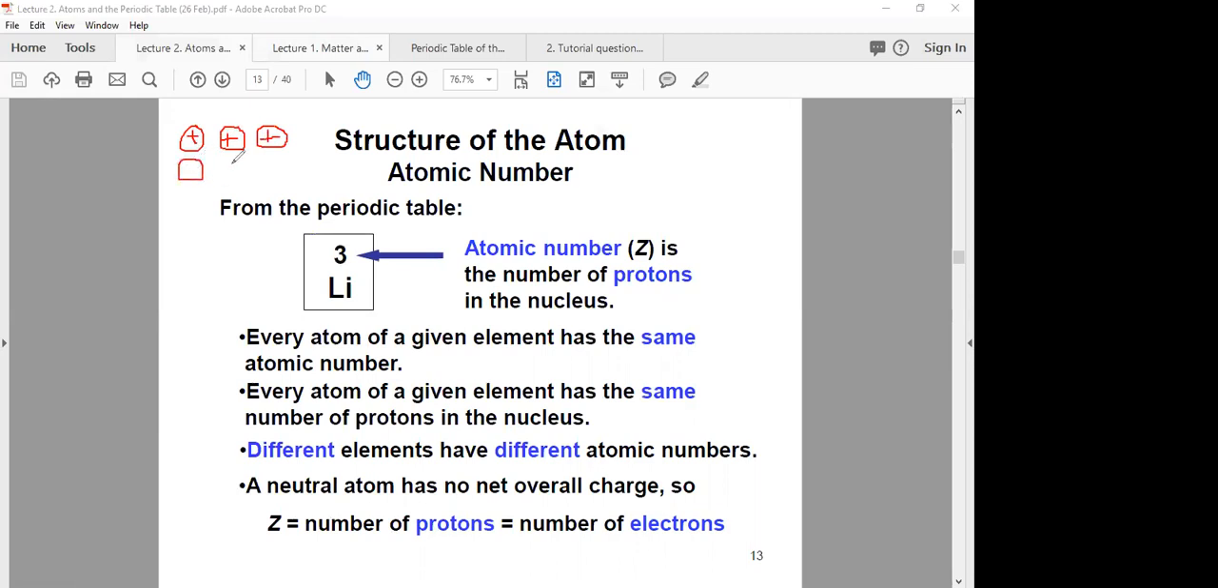And now let's put in some electrons, and each one carries a single negative charge. So if you've got 3 positive charges and 3 negative charges, which lithium has, by the way, then they balance each other out. So that overall, the net charge is actually 0. It's neutral. That's all we're looking at today, these neutral atoms that have the same number of protons and the same number of electrons.